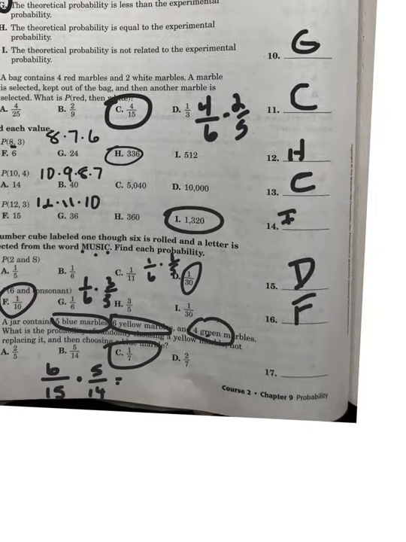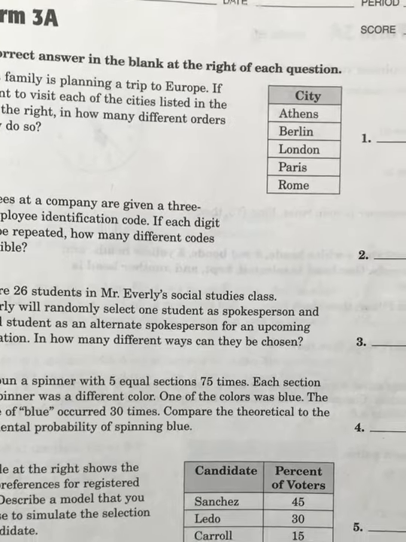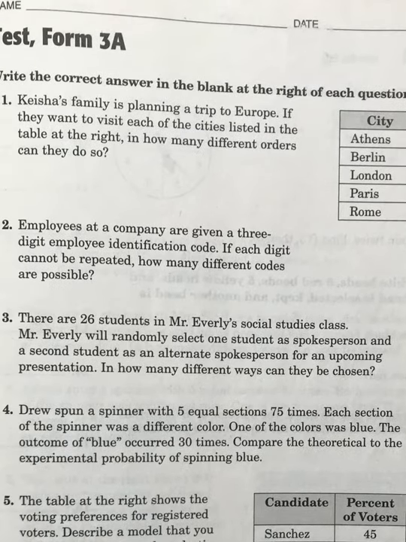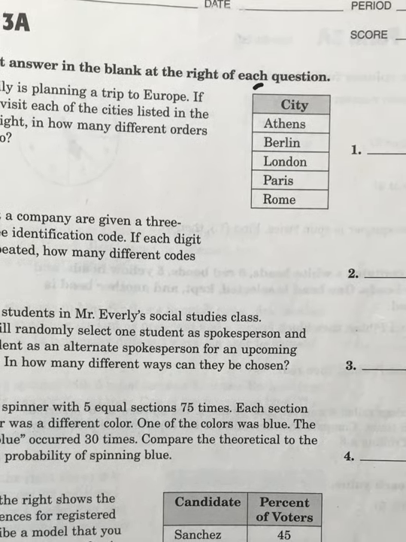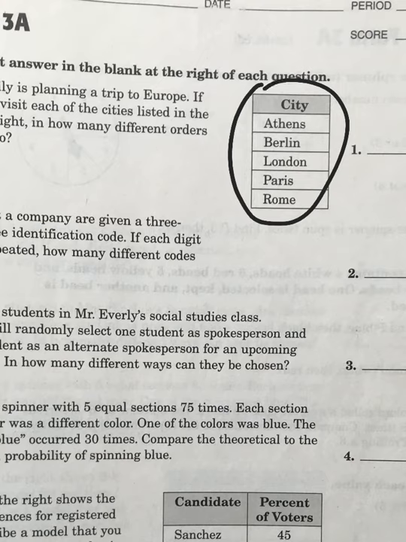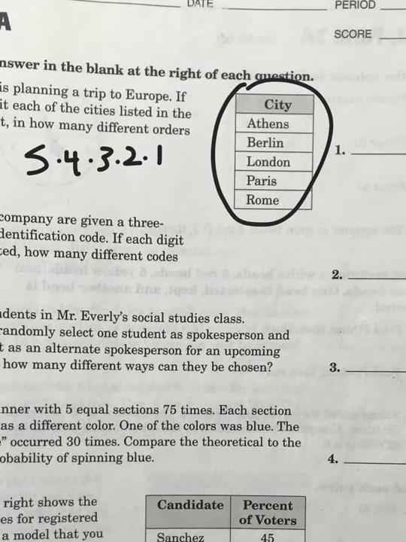I'll do these ones a little bit quicker, but on that first one, it's just asking you if you're going to visit them, how many different orders can you have? Anytime it asks you for how many orders you have, you multiply them all together, like 5 times 4 times 3 times 2 times 1, since there's 5 of them. So 5 times 4 times 3 times 2 times 1. And if you multiply that out, you get 120.